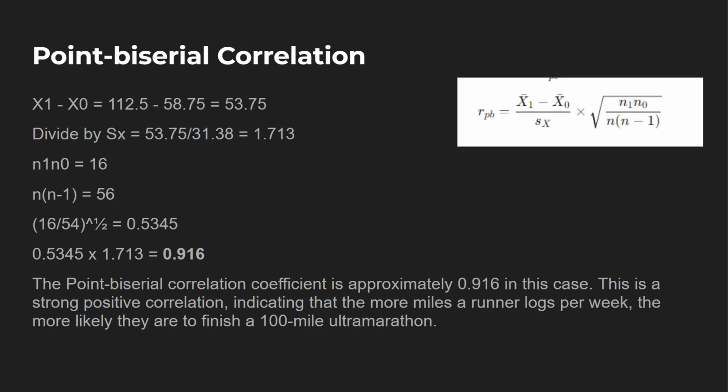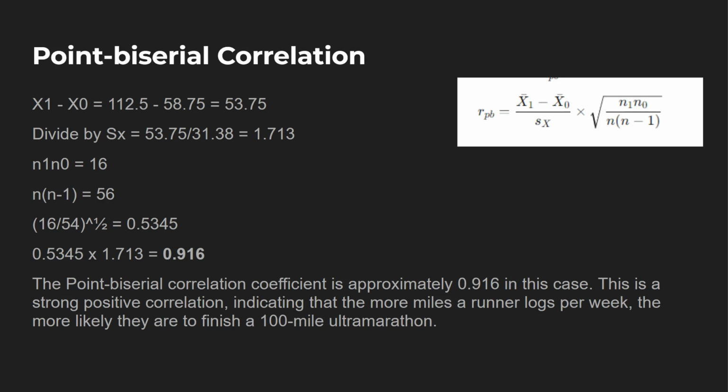And then finally, let's put together this formula. So x1 minus x0, we're going to get 53.75. Divide by the standard deviation, 1.713. Find n1 times n0, 16. Then n minus 1, 56. Then you plug everything into the formula, and you get 0.916. So the point-biserial correlation coefficient is approximately 0.916 in this case. This is a strong positive correlation indicating the more miles a runner logs per week, the more likely they are to finish a 100-mile ultramarathon.